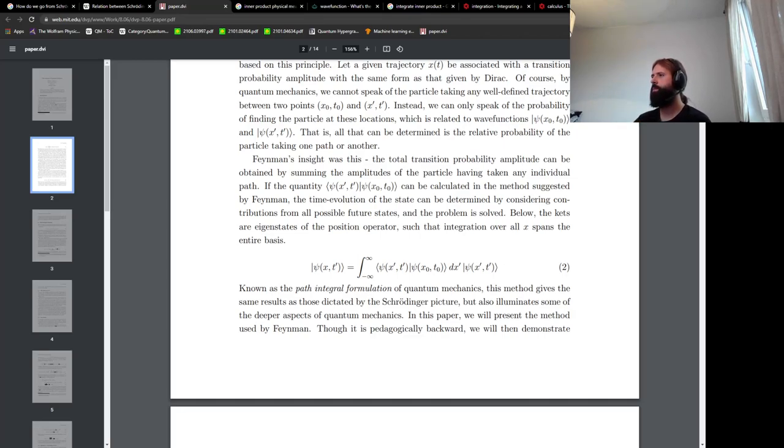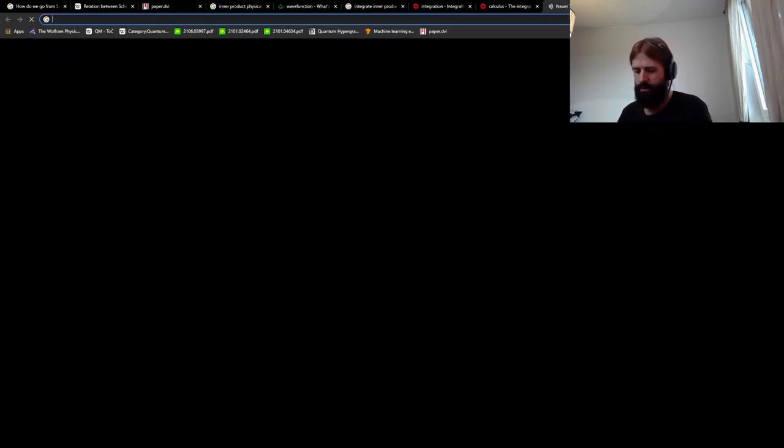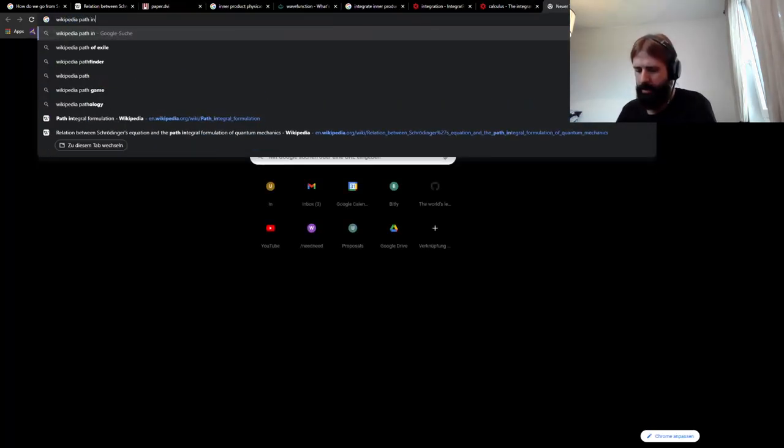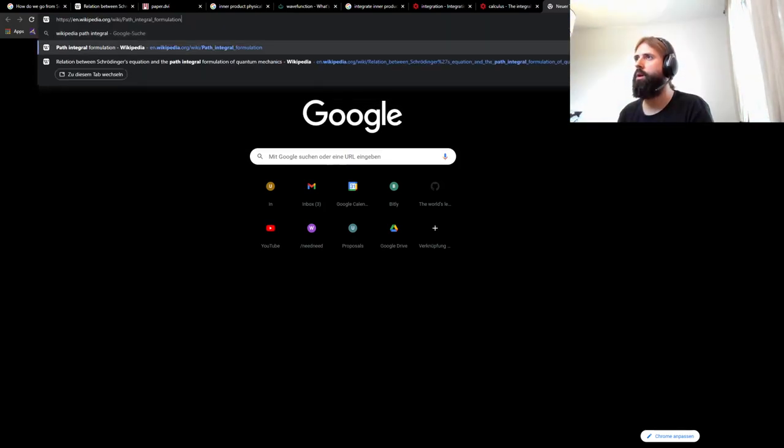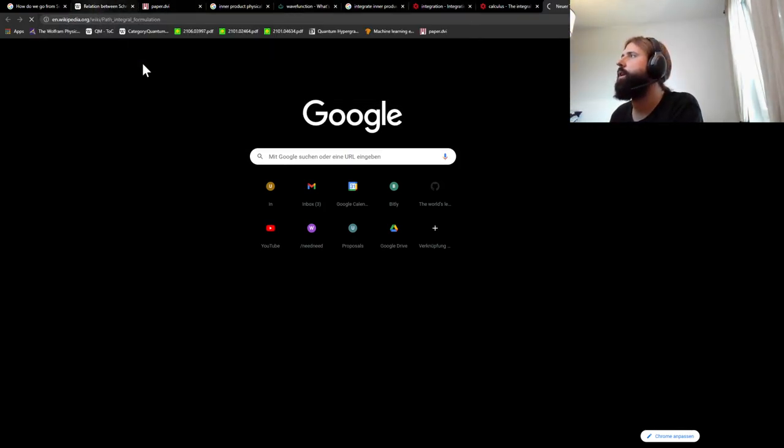Unless what that's telling me is to do the inner product. This is confusing me, as in, is this part of the integral or not? Wikipedia, path integral formulation. Oh, actually, I think I had it open already.